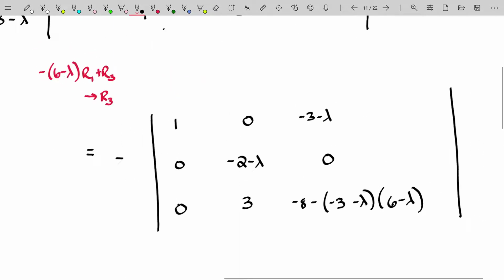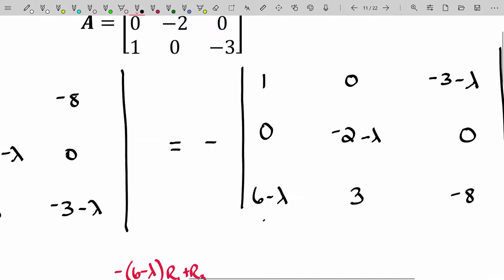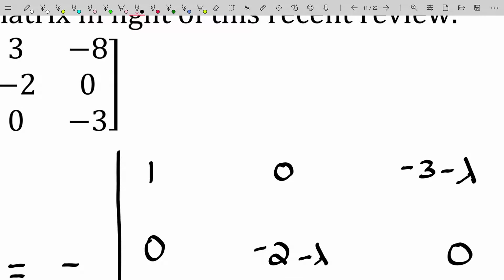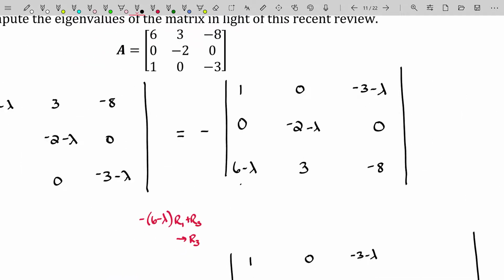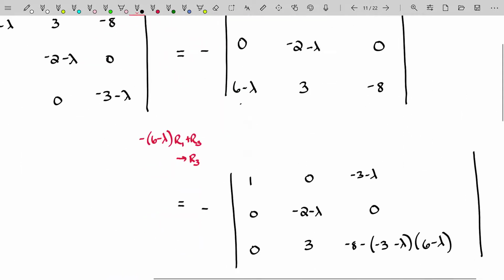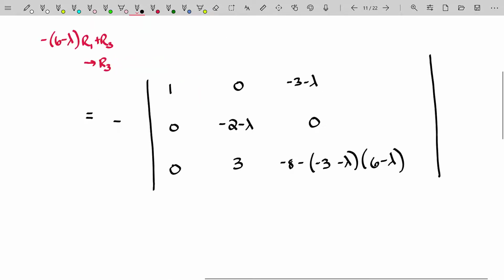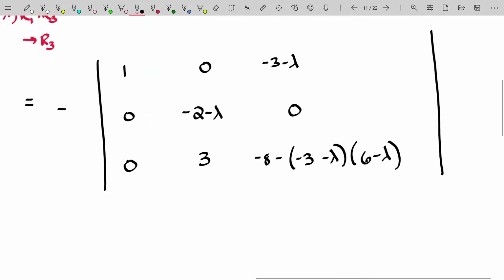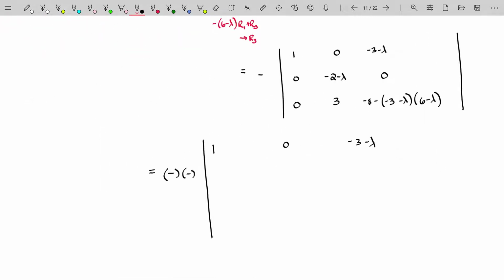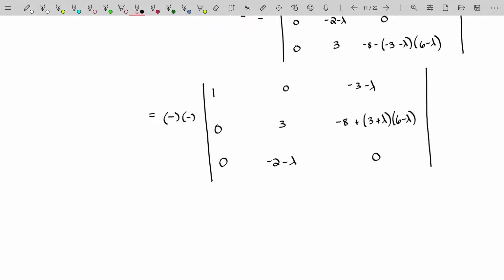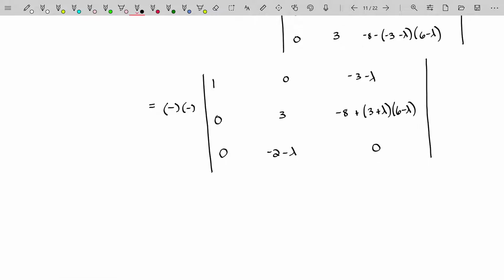Now, what you see right here is just me having multiplied this first row by a negative quantity 6 minus lambda and adding that to the third row. This is what we get here. Also, I'm going to go ahead and swap again rows 2 and 3. Again, you might be wondering, why in the world would he do that? Well, it's because I'm going to get this in triangular form, so I can just read off the determinant of this matrix. Negative times negative is a positive.